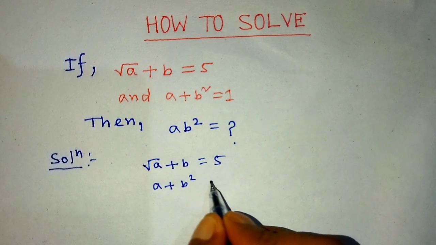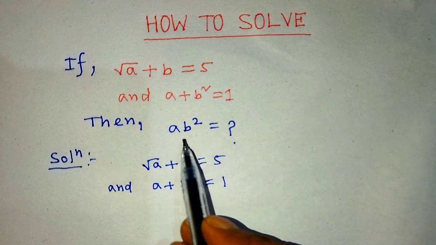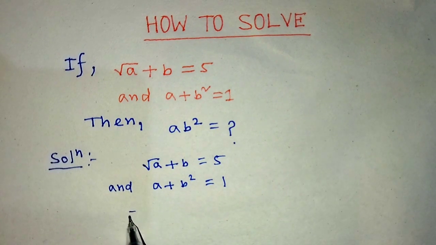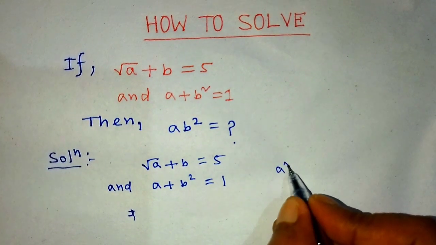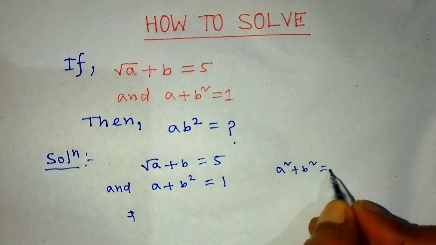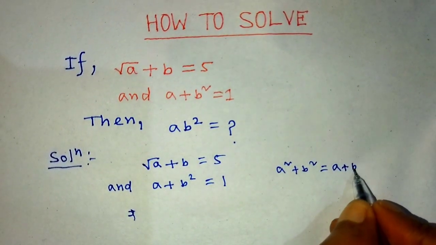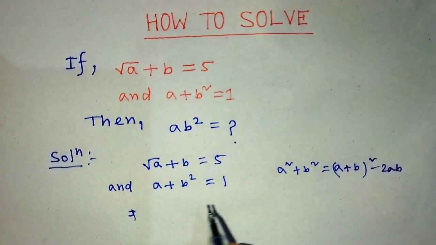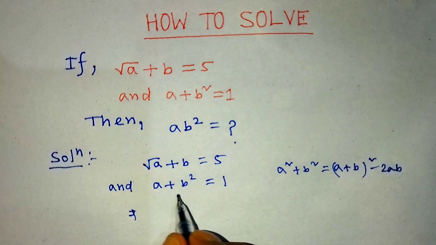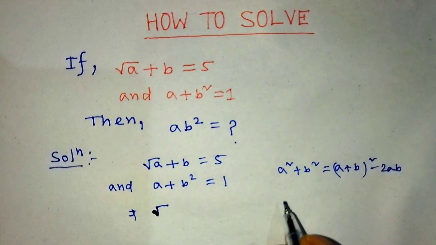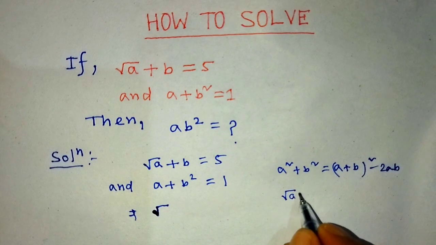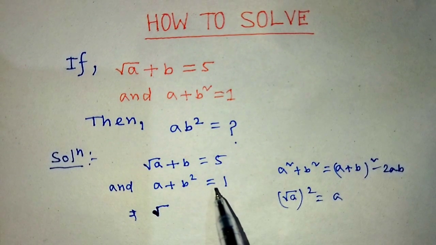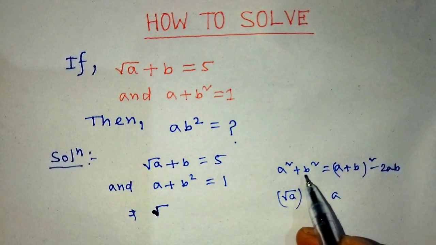So student, to find the value of ab square from these two equations, first of all we have to apply the formula a square plus b square is equal to a plus b whole square minus 2ab. So this formula we have to apply on left hand side in second equation. Okay, so student, we know that root over of a whole square is equal to a. Okay, so arrange the left hand side of this equation in the form of a square plus b square.